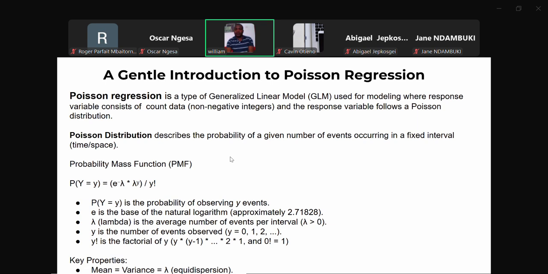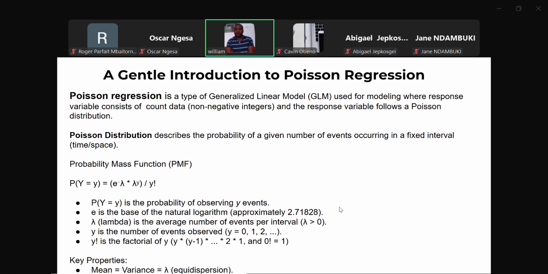So basically here we are looking at the probability mass function, whereby we have the base of the natural logarithm, Euler's number e, raised to minus lambda, multiplied by lambda raised to y, divided by y factorial. In this case, y means the number of observations you have. So it can be y1 up to yn, depending on the situation. Basically it's all about explaining what is going on there.